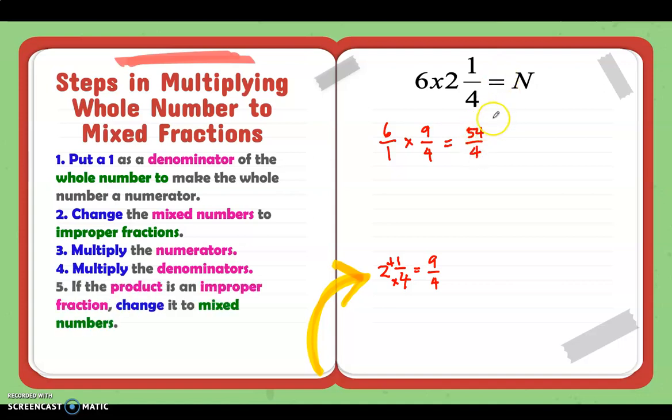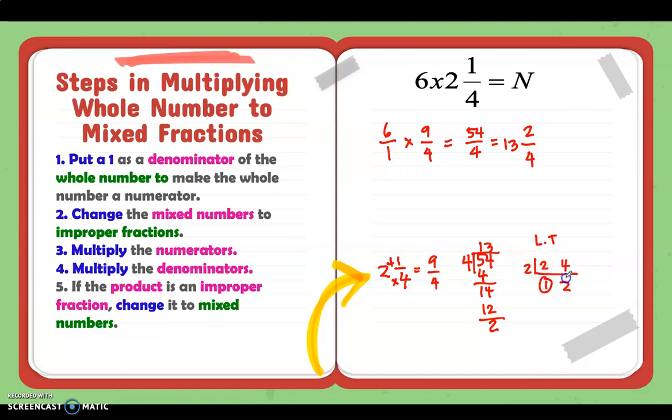Now, since it's an improper fraction, we will change it into a mixed number. So 54 divided by 4, we have 1, 4, 1, 14, that is 3, 12, 2. Therefore, the answer is 13 for the whole number, because that's the quotient. The remainder is 2. That's the new numerator. Copy the denominator, which is 4. Now, this is not the final answer, since 2 and 4 have a common prime number for the lowest term, 2 and 4.